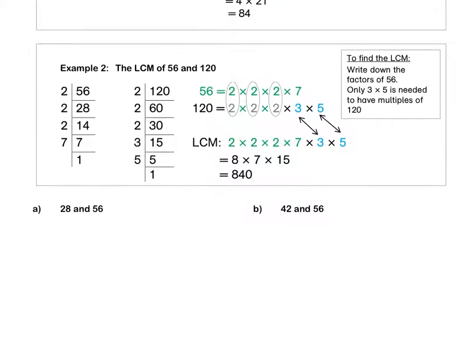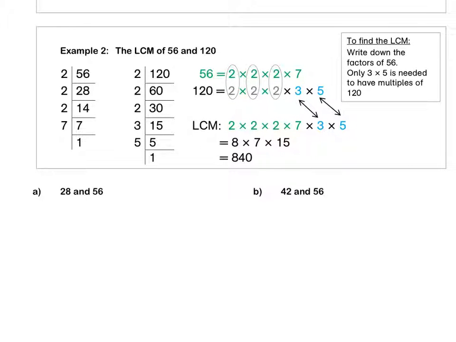Let's look at example 2. We factorized 56 and we factorized 120. So we write down all the factors of the smaller number, which is 56. So we see it there. Then we check. In 120, we already have the 2, we have another 2, and we have another 2. We still need to multiply by 3 and 5 to have multiples of 120, so we write it down. Then we multiply out in groups, whichever way is easiest, and you'll see we get an answer of 840, which is the lowest common multiple.